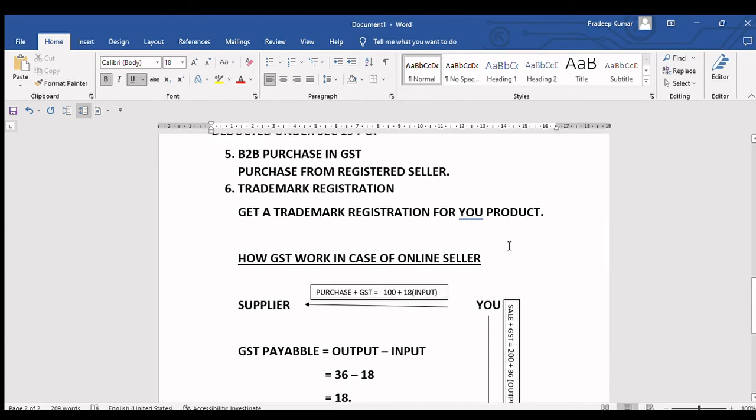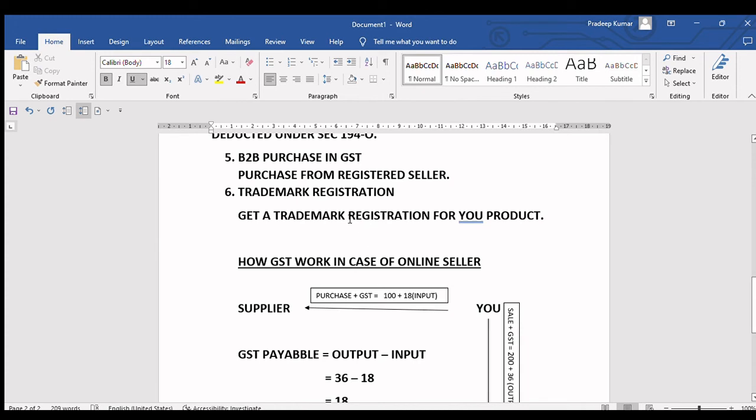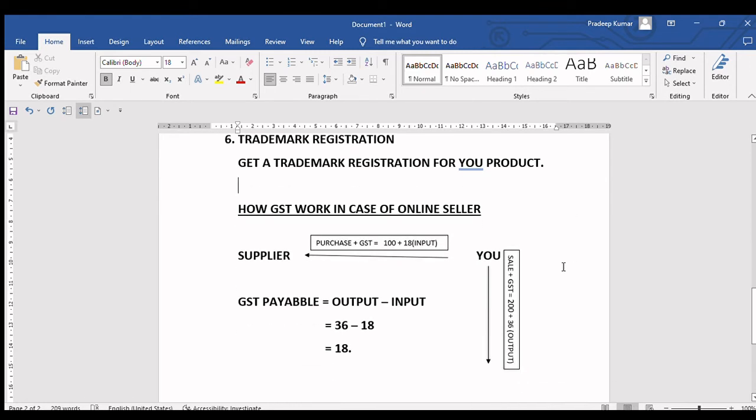So trademark registration is also one of the mandatory things to get, because otherwise anyone can latch on to or copy your listing. So you will have to fight on your own, as you will not get a trademark.